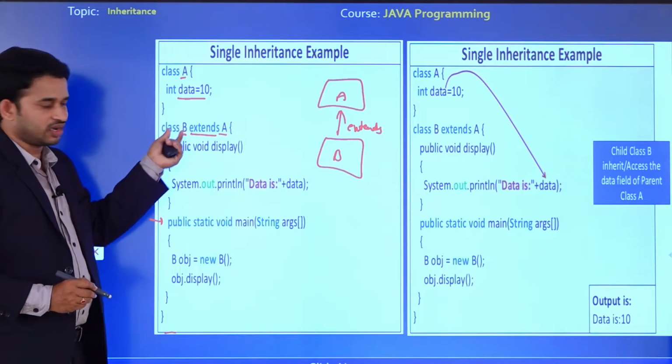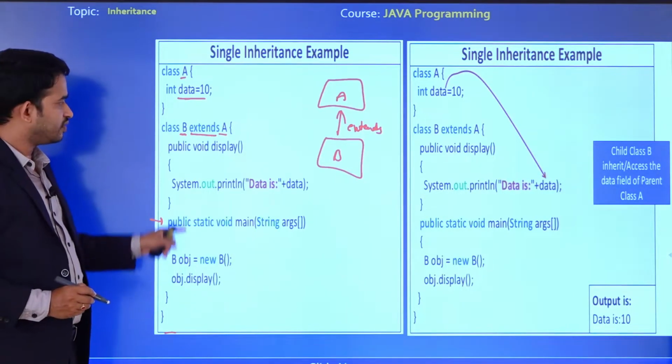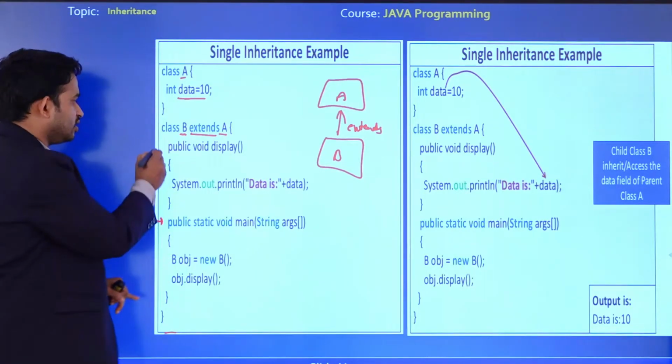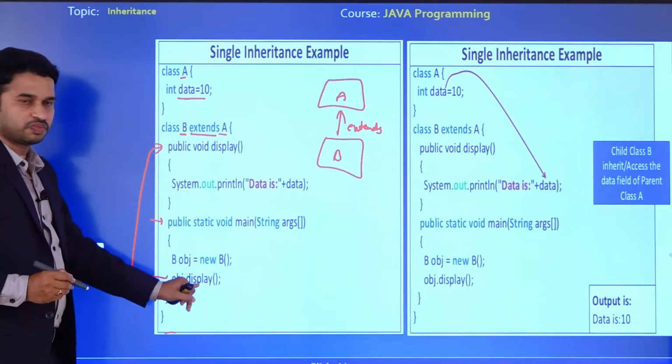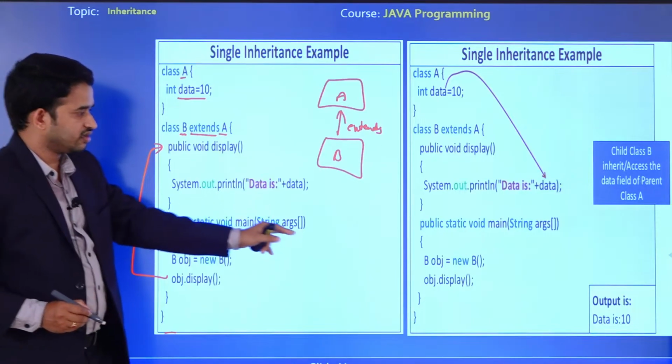B is the child class. So B obj equals new B. Here obj means the object of class B. By using the object we are calling the display method. So obj.display will display, data is 10. This is the example.